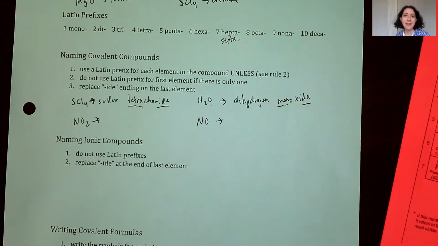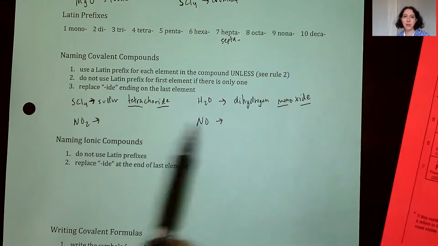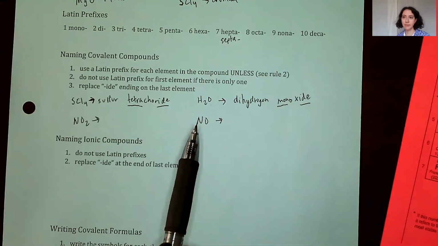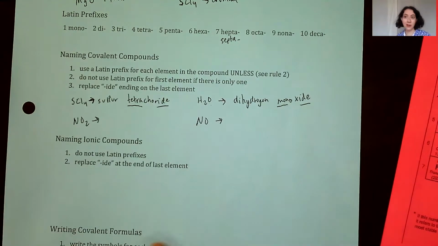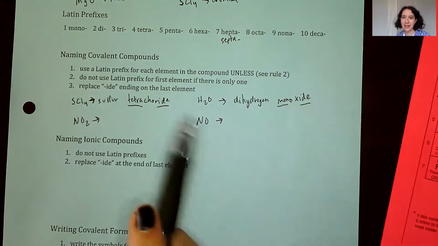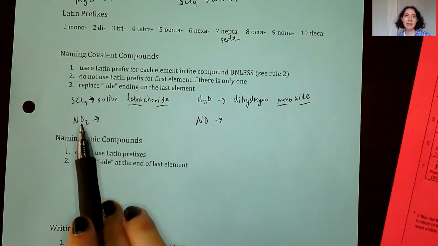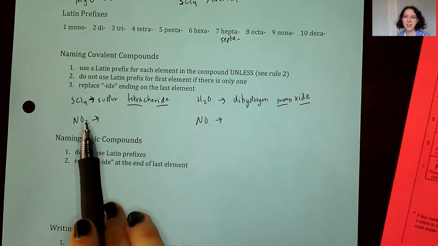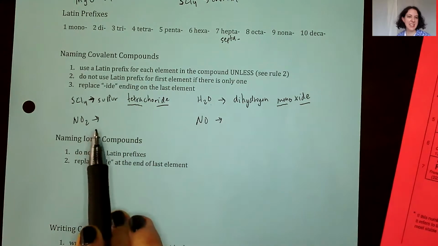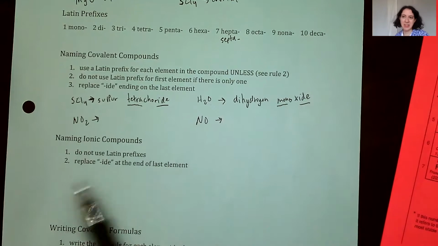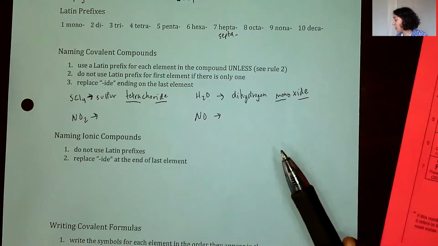Okay, so this is a perfect example of why I said that you have to use these Latin prefixes. So you can see both of these compounds are made up of nitrogen and oxygen, but they're not the same at all. They have completely different properties. This one is, actually, I don't know much about either of these. I think this one's pretty toxic and this one is pretty inert. That's the main thing, like it doesn't really do anything.